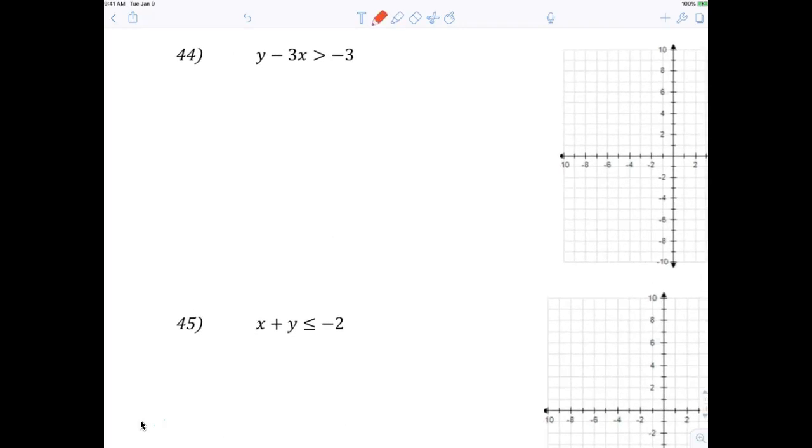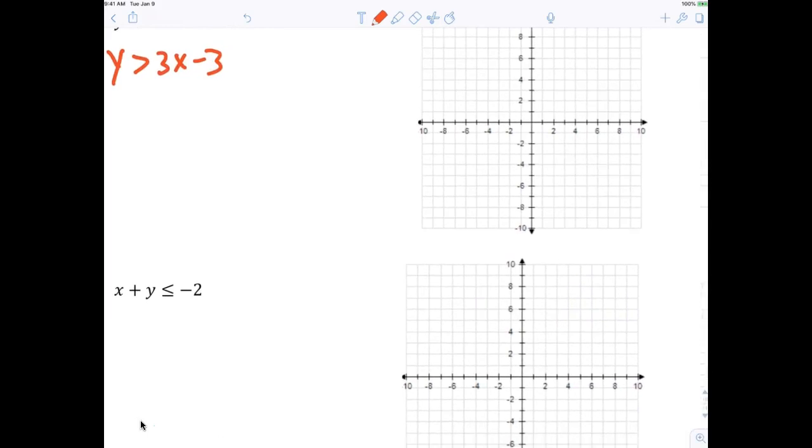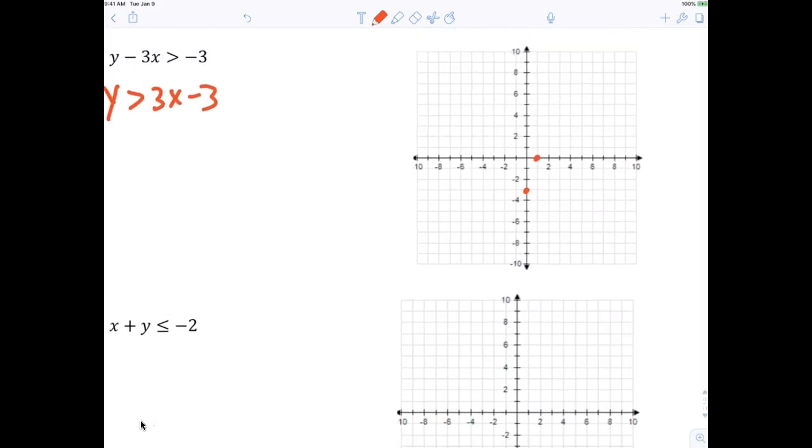Real simple. Y is greater than 3x minus 3. So what am I doing here, guys? Going what? Down 3. From there, up 3 over 1. What type of line? So let's make a dotted line here. And how am I shading? Above, because it's greater than. Thank you very much.